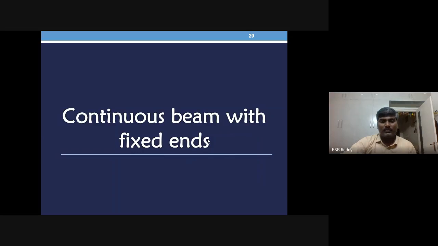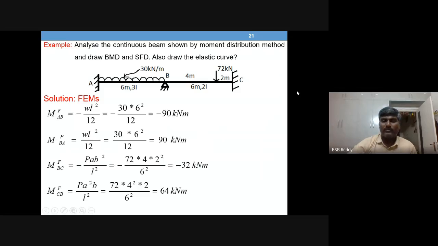So last session we started solving this problem, which is a continuous beam with fixed ends. Let us see the further solution, what is left over from the last session. We have solved this part, the moment distribution procedure is complete, and we have found the end moments. Now it is our job to complete the remaining part, that is BMD, SFD, and also to draw the elastic curve. So let us take up that one.